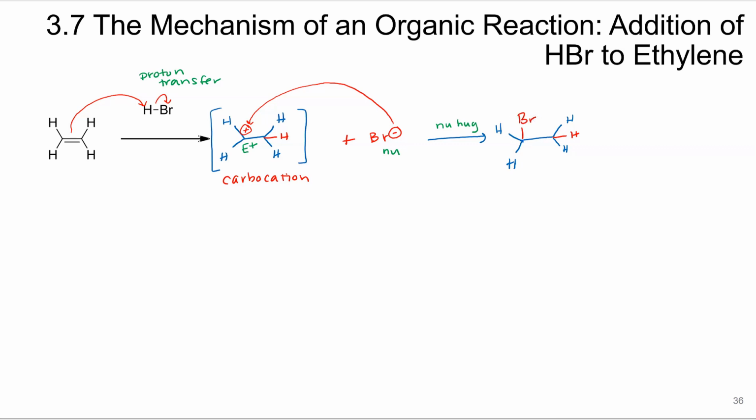So there are two different types of arrows going on. We have the proton transfer that creates the carbocation. The bromine, which is the nucleophile, then gives the electrophile a hug, and that will form a new bond from the bromine to the carbon. So this is a two-step reaction.